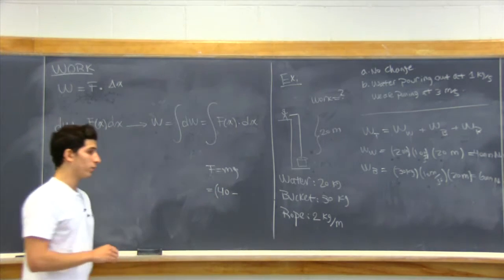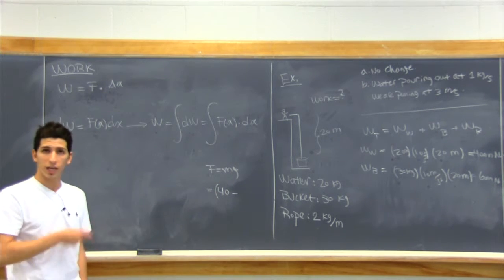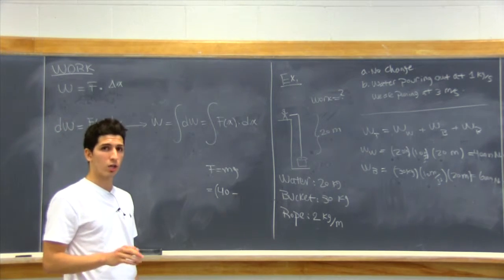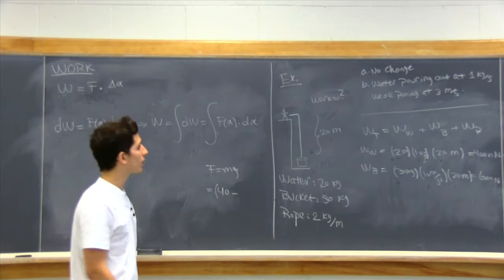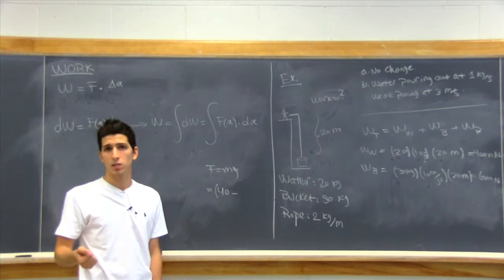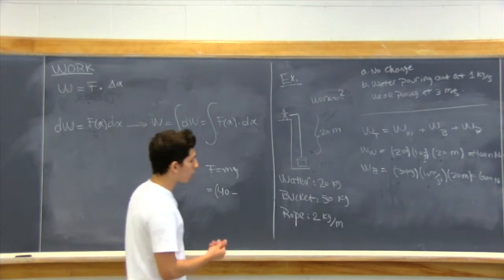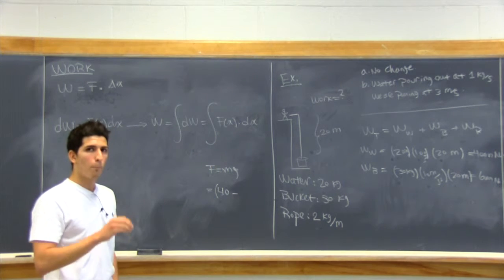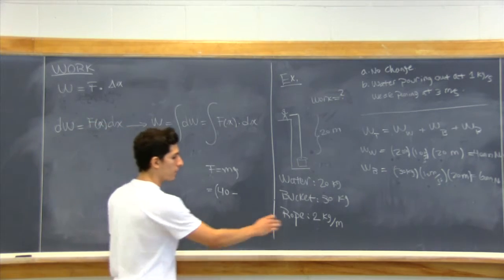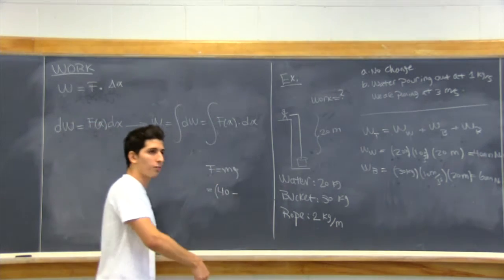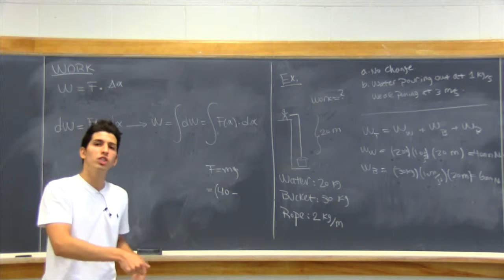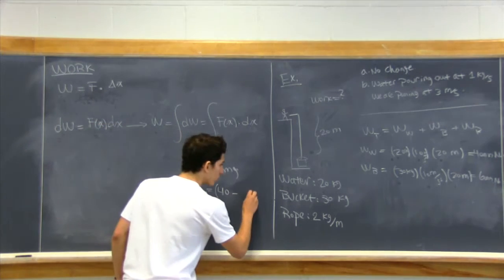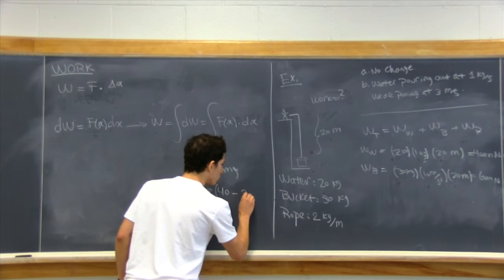And now you've got to figure out how it is decreasing. How is it changing? Well, we have to make the assumption that we're pulling this thing linearly. So now we can say, at first it's 40 kilograms, but for every meter that we pull up, we're decreasing the weight by 2 kilograms.